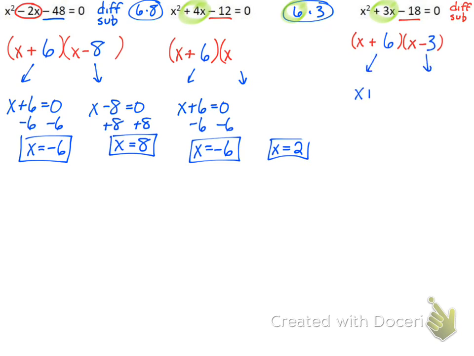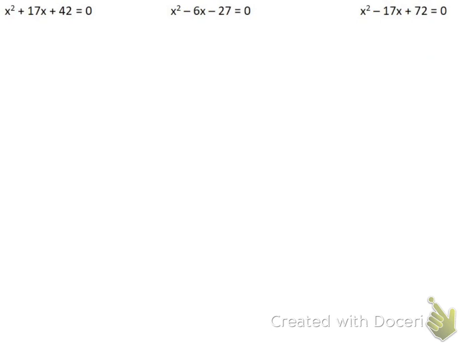Split it up. X plus 6 is equal to 0. X minus 3 is equal to 0. So I get x is equal to negative 6 by subtracting the 6 to the other side, and x is equal to 3 by adding the 3 to the other side. Just want to do maybe 2 of these really quickly.